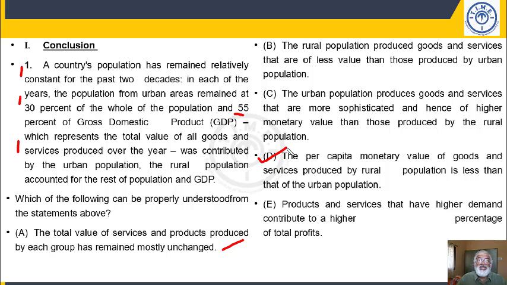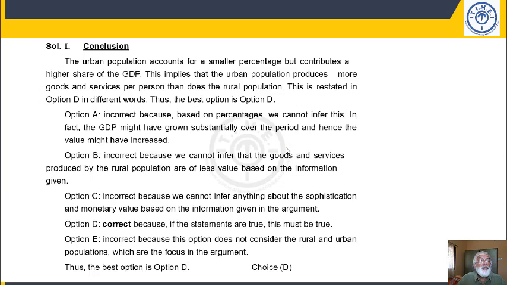Now you understand why we are saying it's a conclusion, because when you take into account the nature of the premises, the connection between the premises and the flow that the premises have, you realize that this is where they're ending up. They're telling us that these guys are more productive than those chaps. So D is your answer here. So how is it explained to us? The urban population accounts for a smaller percentage but contributes a higher share. This implies that urban population produces more goods and services per person than the rural population does. This is restated in option D in different words.